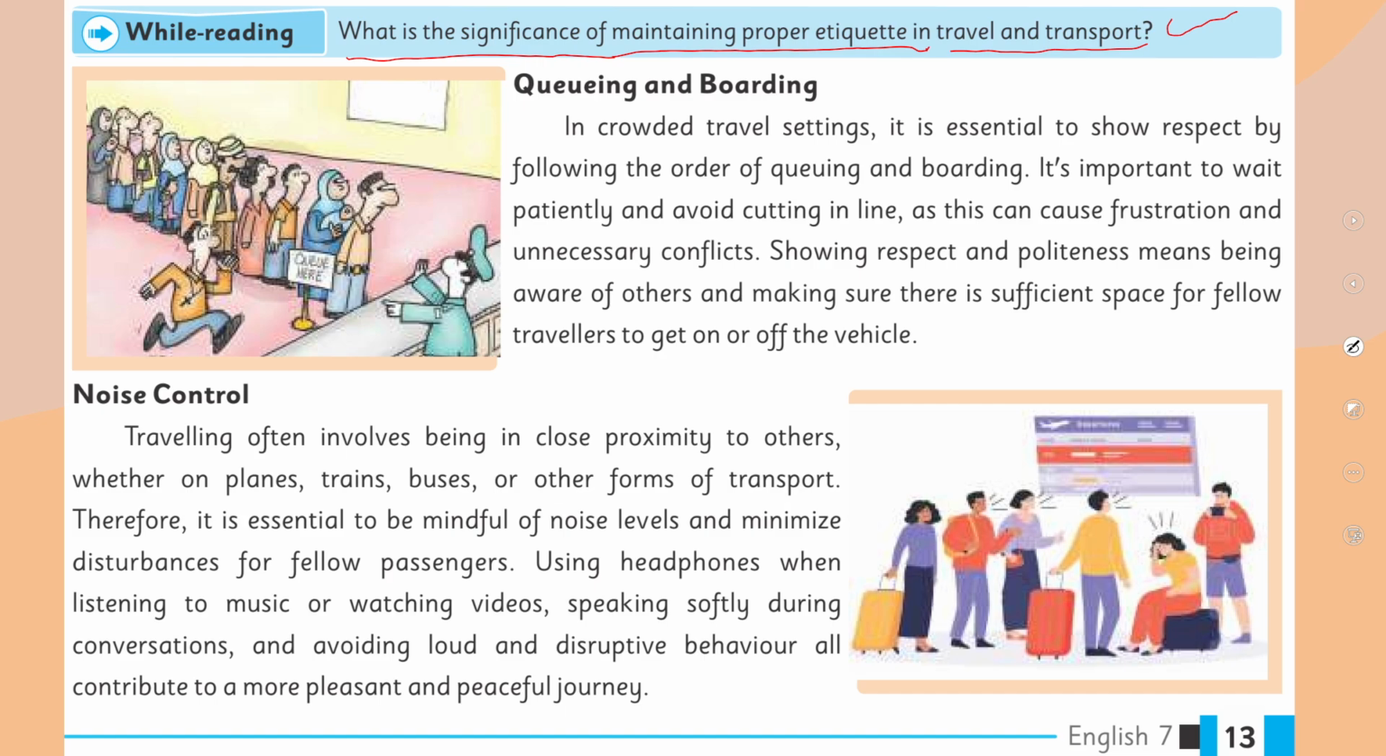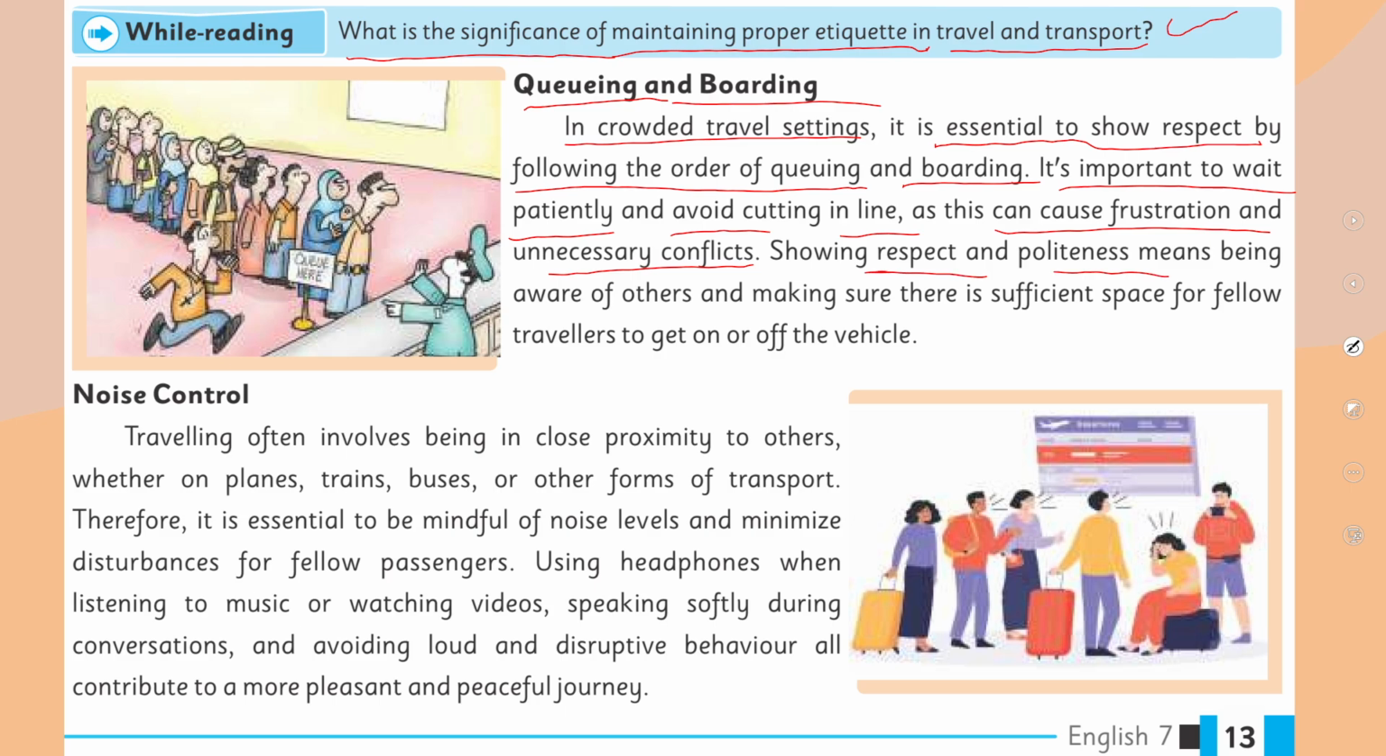Now, queuing and boarding. In crowded places, it is essential to show respect by following the order of queuing and boarding. It's important to wait patiently and avoid cutting in line, as this can cause frustration and unnecessary conflicts. Showing respect and politeness means being aware of others and making sure that there is sufficient space for fellow travelers to get on or off the vehicle.